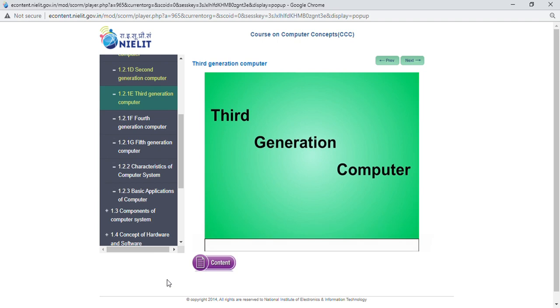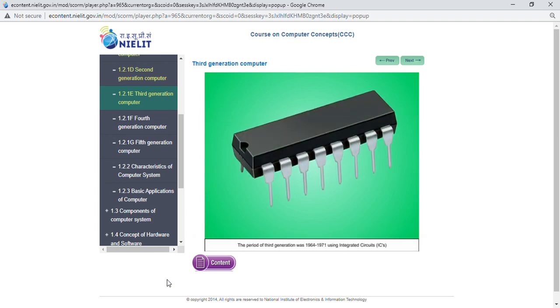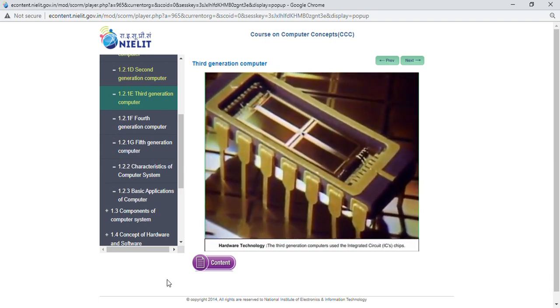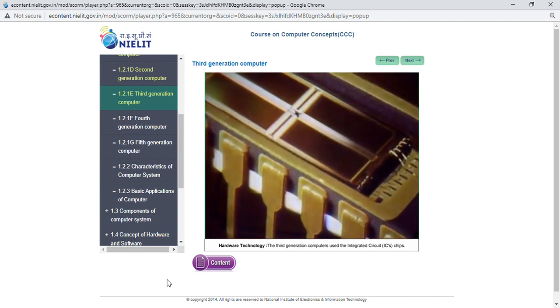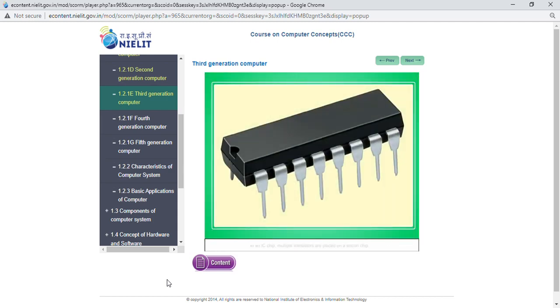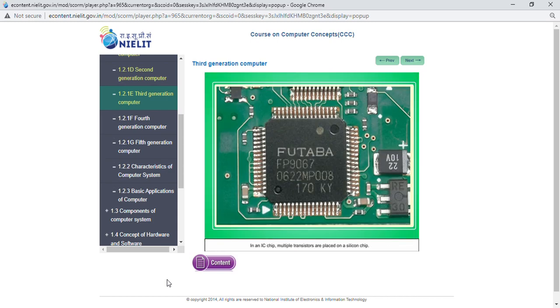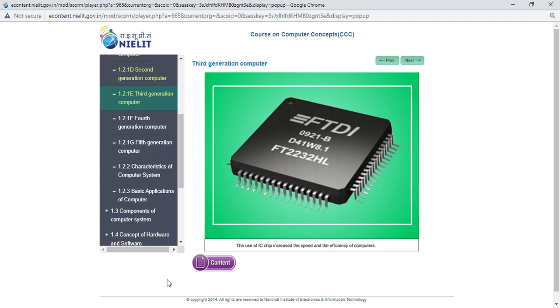Third generation computer. The period of third generation was 1964 to 1971 using integrated circuits, that is ICs. Hardware technology. The third generation computers used the integrated circuits, that is ICs, chips. In an IC chip, multiple transistors are placed on a silicon chip. Silicon is a type of semiconductor. The use of IC chip increased the speed and efficiency of computers.